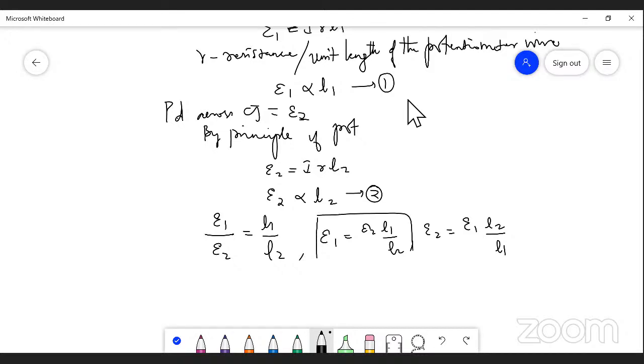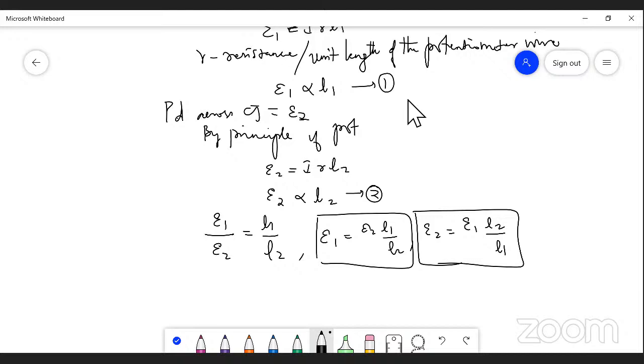So if the EMF of any one cell is known, the EMF of the other cell can be easily determined with the help of this potentiometer. And by adjusting the position of the rheostat, we can vary the amount of current flowing through the primary circuit. So for different values of current in the primary circuit, you can repeat this experiment to compare the EMF of the two cells. You'll be getting the same result. So if the current varies, correspondingly the value will be changing.